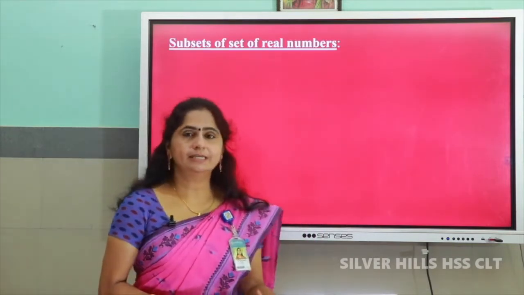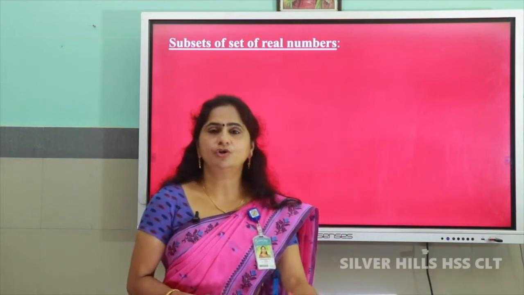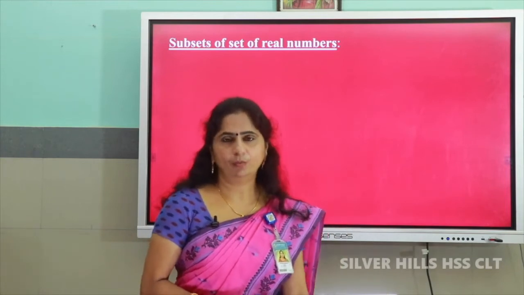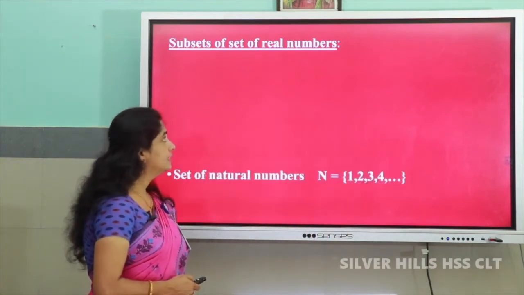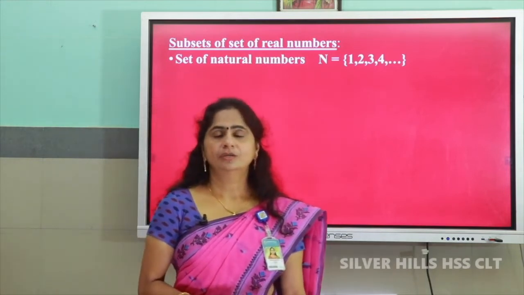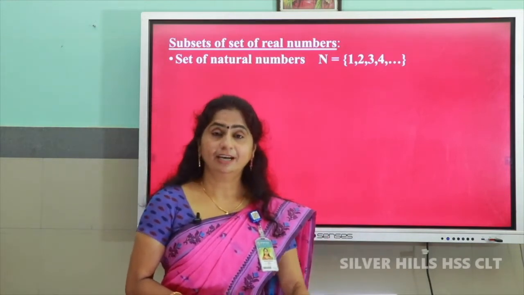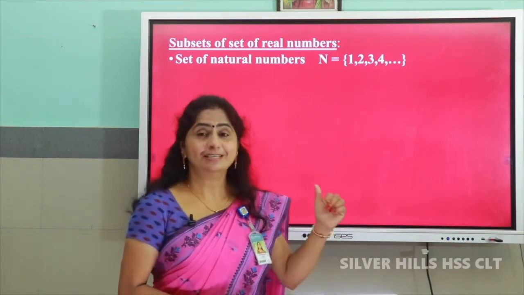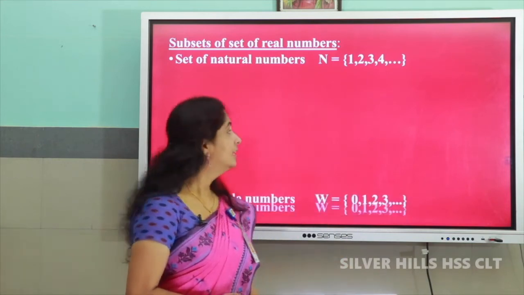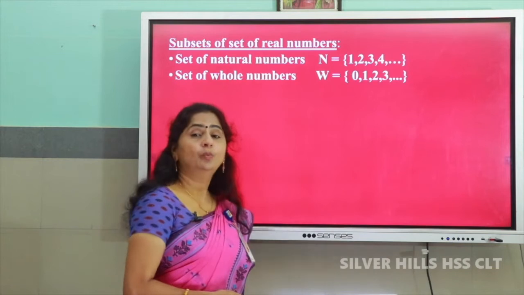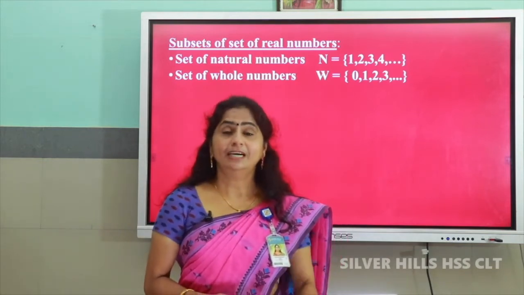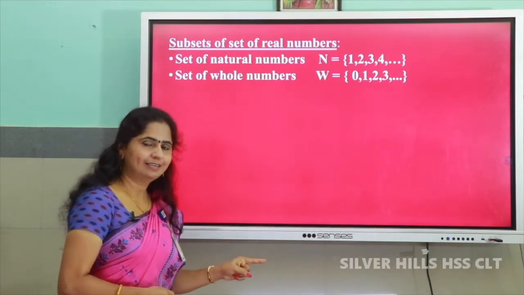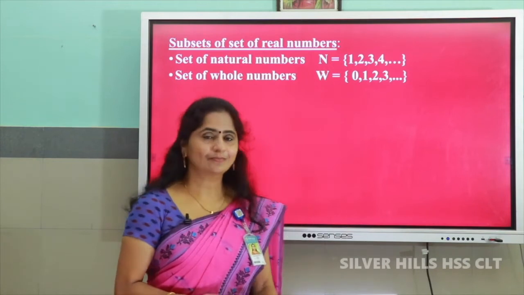Now, let us discuss the subsets of the set of real numbers, which you are very familiar with, which you have learnt in lower classes. Let us see one by one. First, the set of natural numbers, which is denoted by capital N and which starts from 1, the set {1, 2, 3, 4, ...}, is a subset of the real numbers. Next, the set of whole numbers, which is denoted by capital W and which starts with the value 0, so the set {0, 1, 2, 3, ...}, is another subset of real numbers.